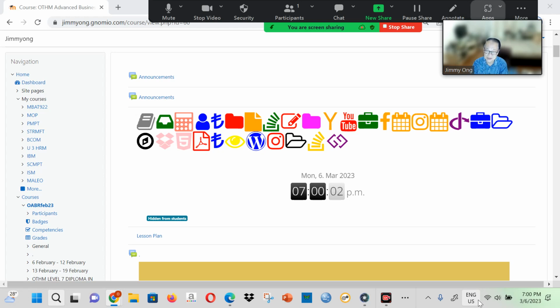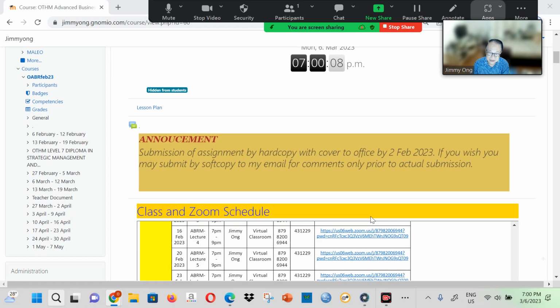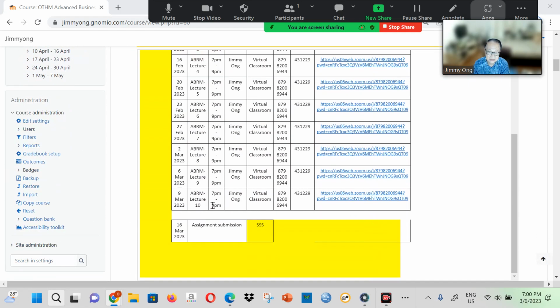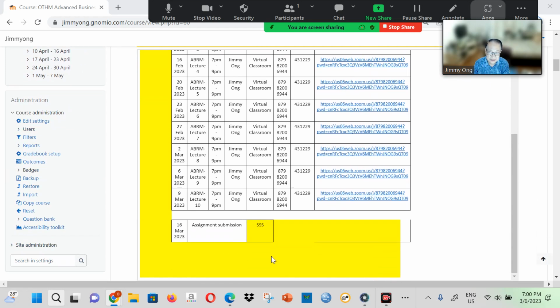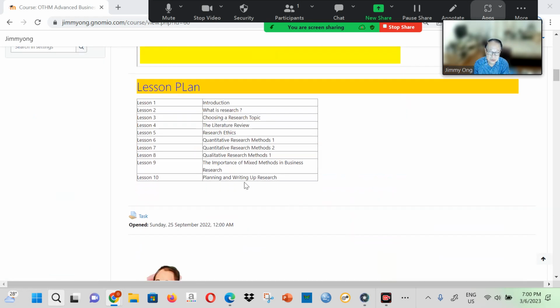Evening, 7 o'clock now. Today is Monday, the 6th of March. Let's look at our schedule. For the 6th of March, we should be doing the so-called lesson 9. In lesson 9, we're supposed to cover the importance of mixed method in business research.